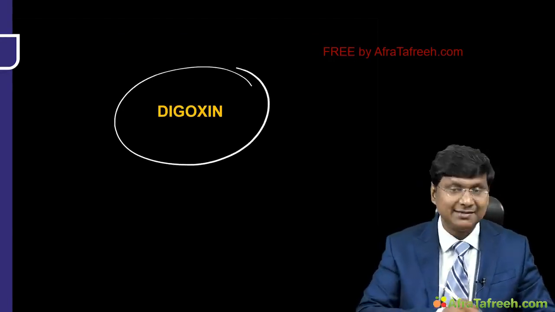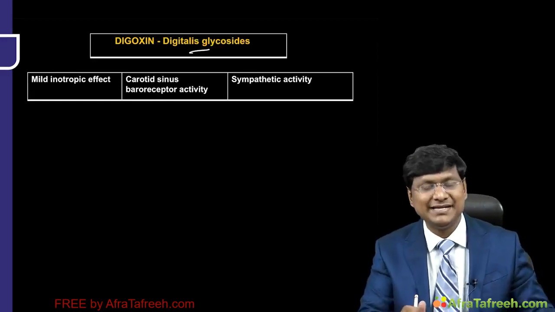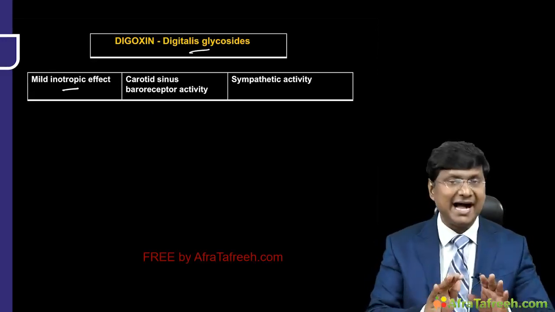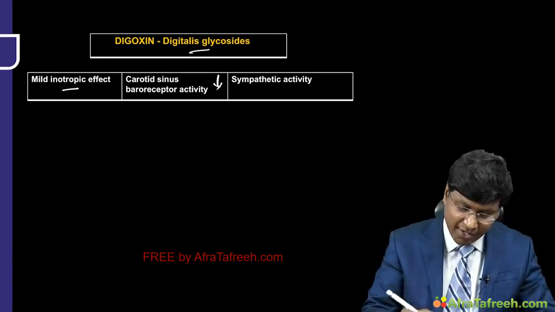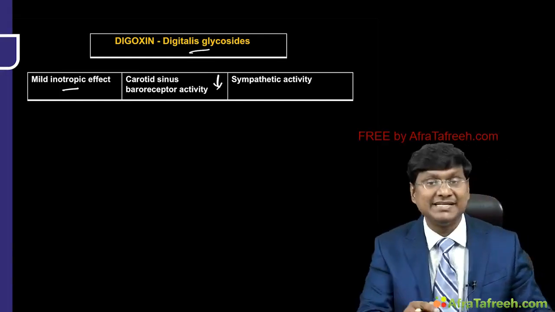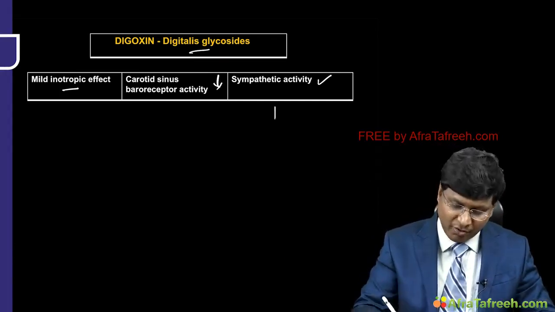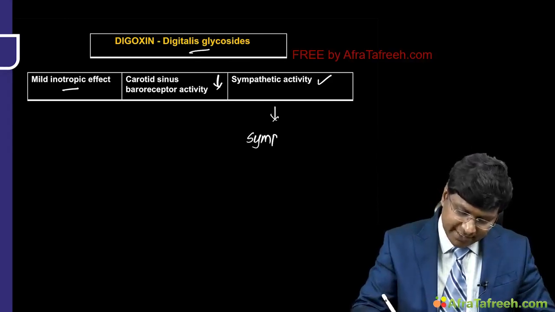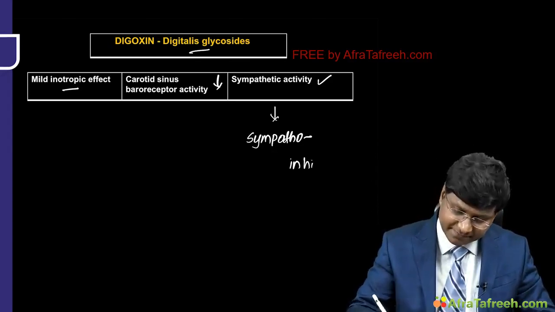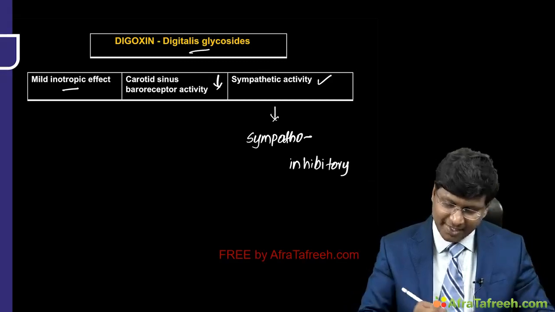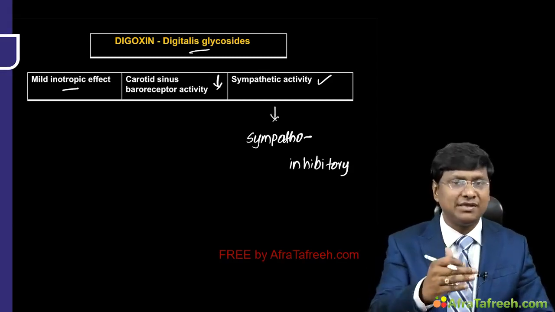Then followed by that, the role of digoxin. Digoxin, which is nothing but your digitalis glycoside, has a mild inotropic effect, that is a contractility effect, and it attenuates the carotid sinus baroreceptor activity, and it has sympatho-inhibitory activity. That is the effect of digoxin on the heart.